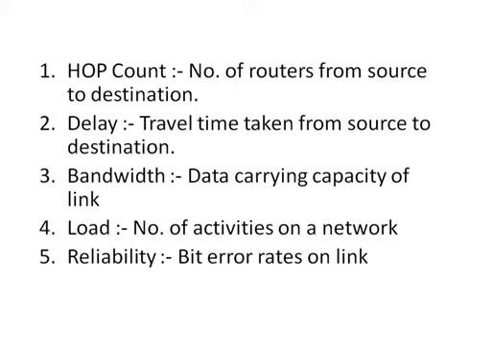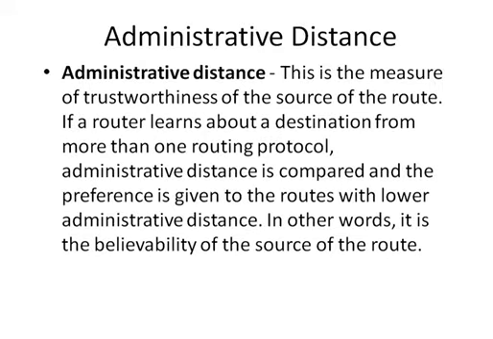And the last one is reliability, the bit error rate on the link. Due to any reason, there can be a loose connection or any other reason, how much bit error rate is on that particular link, how reliable that link is to carry my data from source to destination. So these are a few metrics that different protocols use to calculate the best path from source to destination. And the last point, administrative distance, on which the router decides which path I should follow to reach from source to destination.